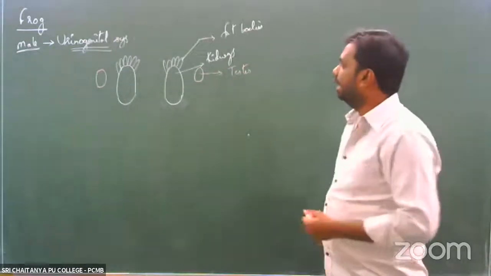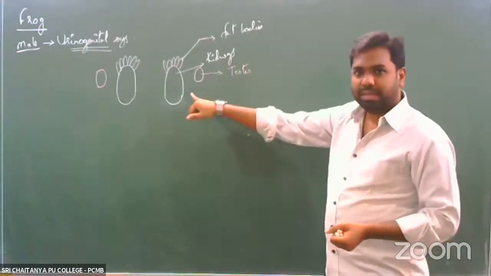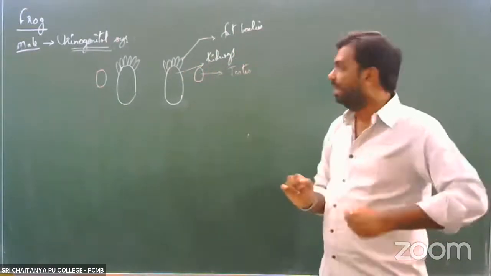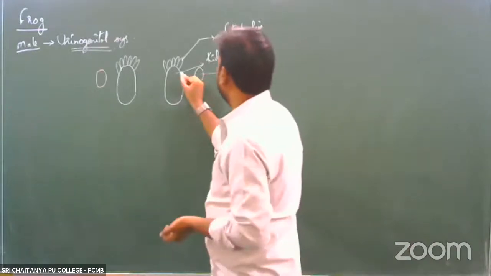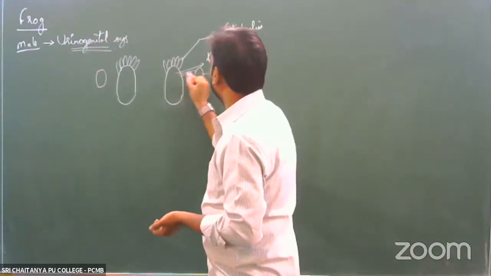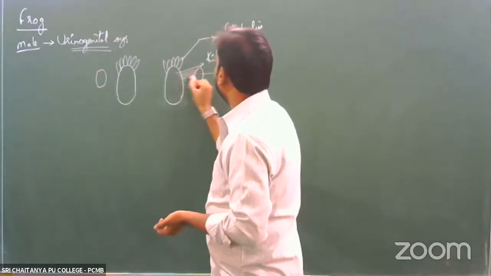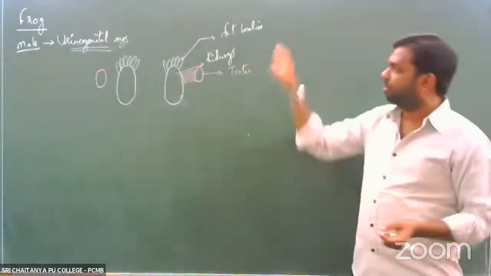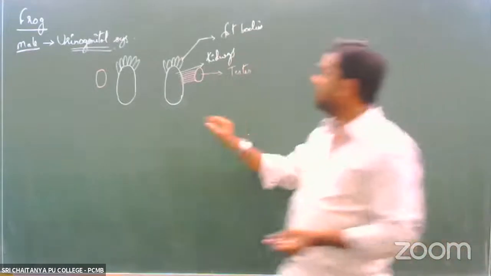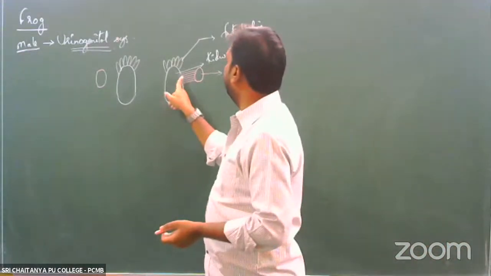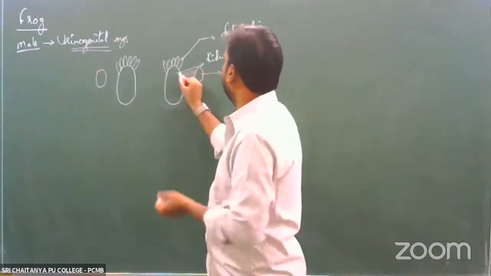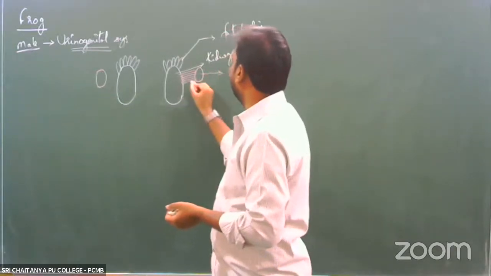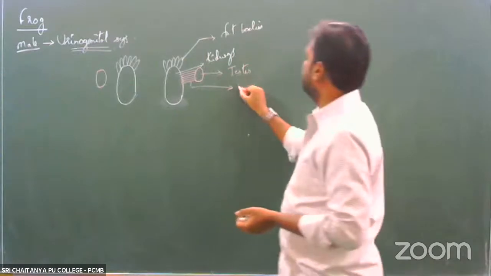Now what exactly is happening? As I've already said, the testis and kidneys are interconnected with each other. So how are they interconnected? They are interconnected through small canals which run from the testis into the kidneys. From the testis, certain small canals open up into the kidneys. These canals or ducts, we call the vasa efferentia.